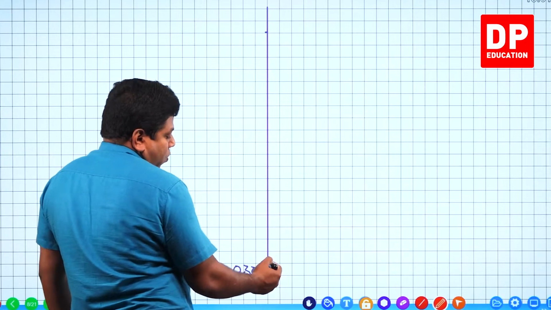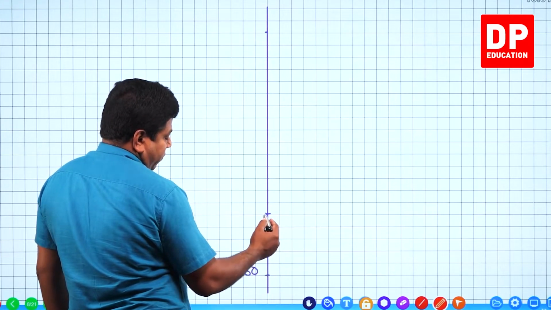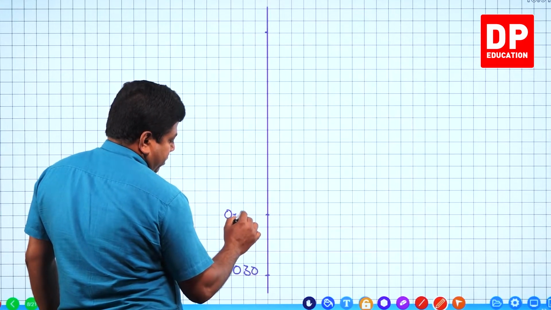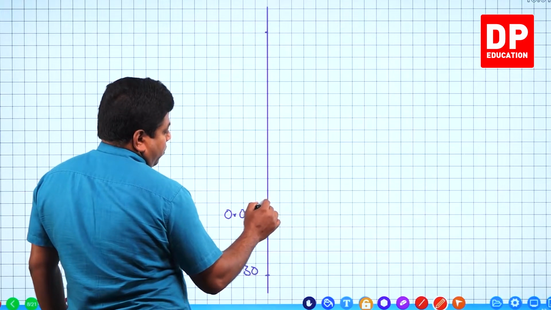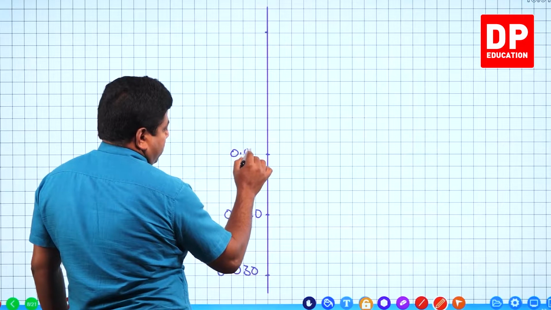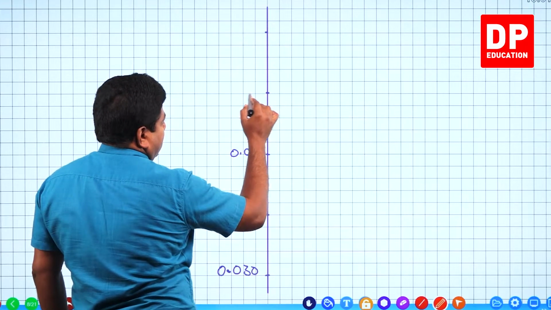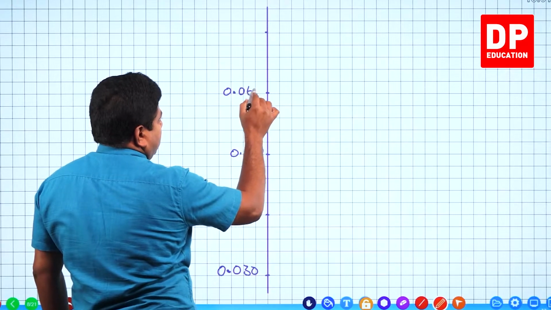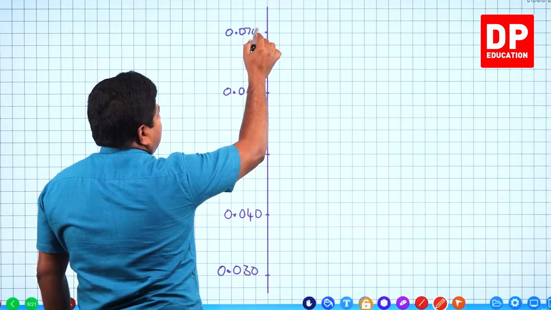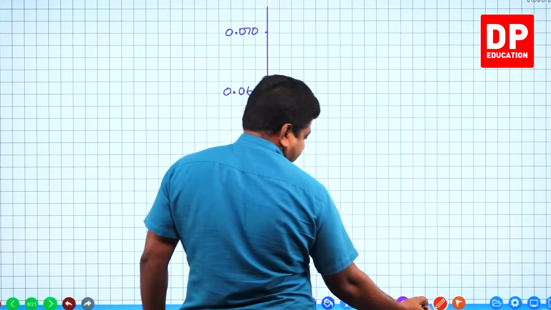Then 1, 2, 3, 4, 5. That will be 0.040. 1, 2, 3, 4, 5. 0.050. 2, 3, 4, 5. 0.060. 2, 3, 4, 5. 0.070. Now the x-axis.